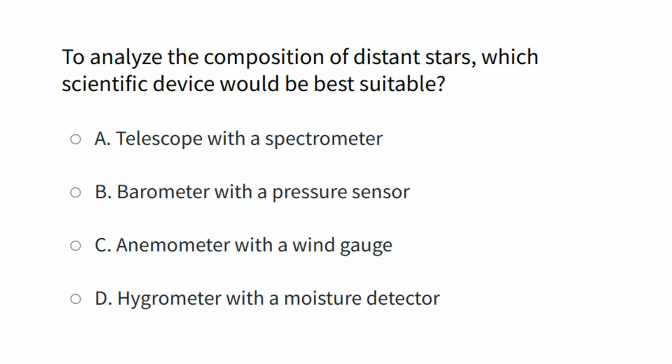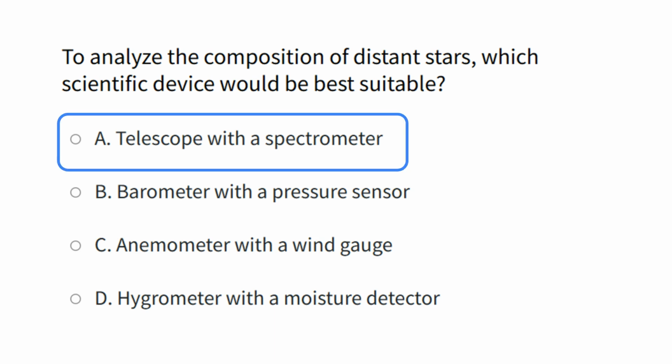For question 8, to analyze the composition of distant stars, which scientific device would be best suited? A. Telescope with a spectrometer. B. Barometer with a pressure sensor. C. Anemometer with a wind gauge. D. Hygrometer with a moisture detector. The correct answer is A.